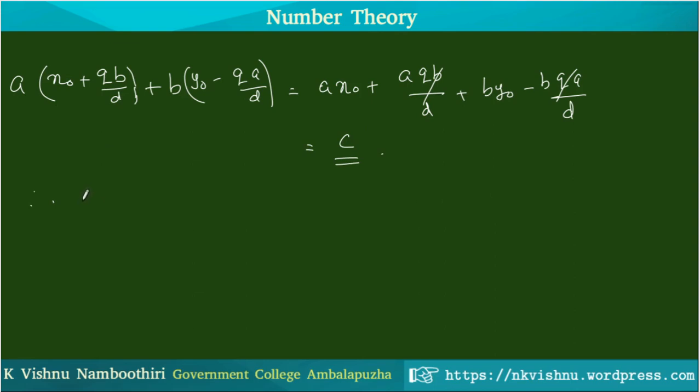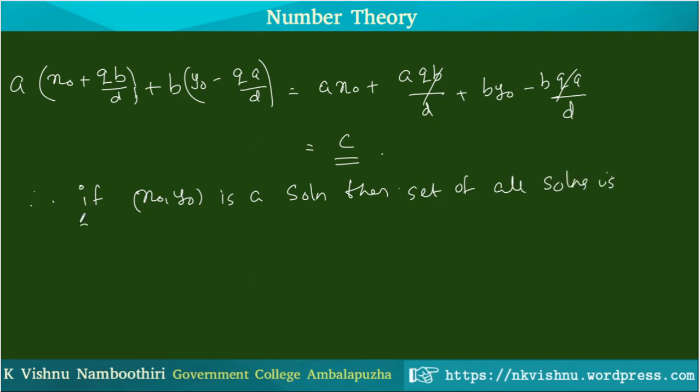Therefore, if x0, y0 is a solution, then the set of all solutions is x naught plus q b by d, y naught minus q a by d, where q belongs to Z.